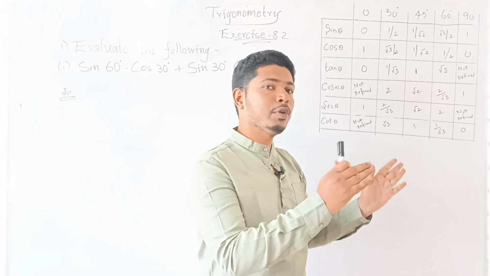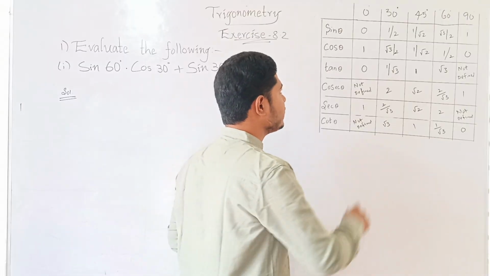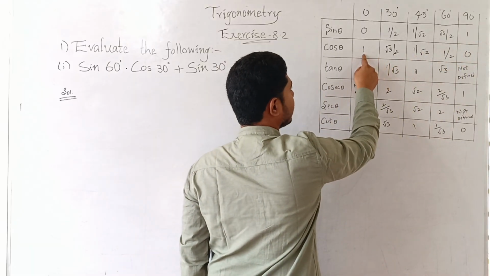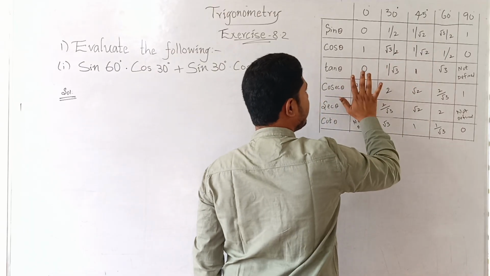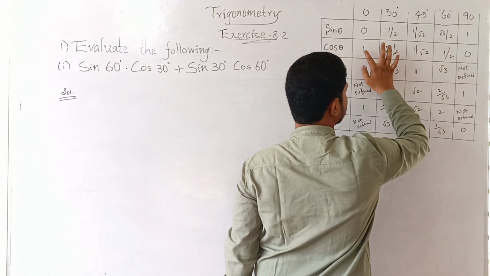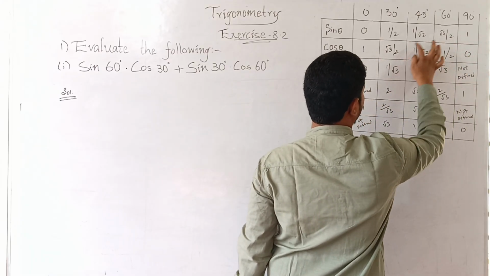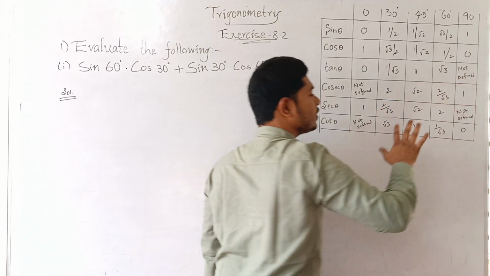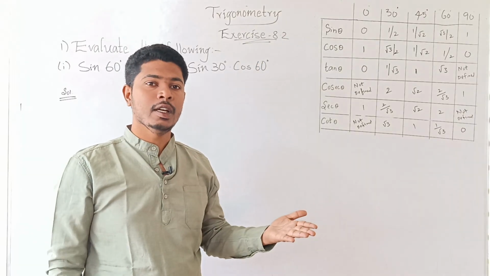If we reverse the values of sine theta, this gives the values of cos theta. What is the value of sine 90? It is 1, so cos 0 is 1. The value of sine 60 is the value of cos 30. We are simply reversing the values: we place 1 here, root 3 by 2 here, 1 by root 2 here, 1 by 2 here, and 0 here. We are simply reversing the sine values into cos values. So if you know the sine values, it is easy to learn the cos values.